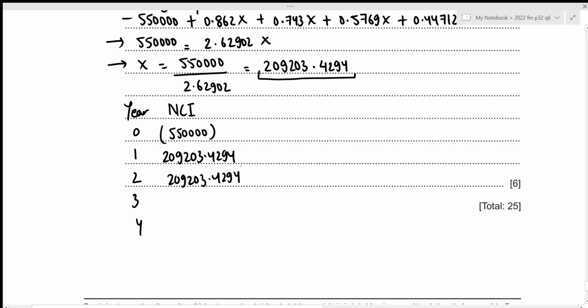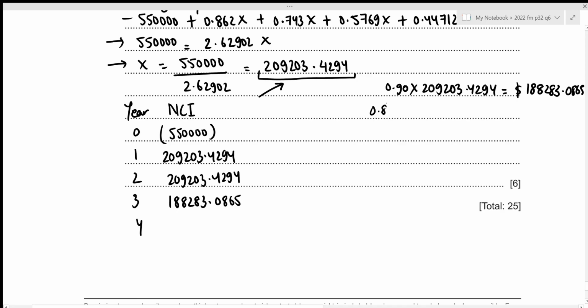And for year 3, it was 0.90x. So that's going to be 0.90 times 209,203.4294. And this results in the amount of 188,283.0865. And for the fourth year, that was 0.81 times x. So that is 209,203.4294 times 0.81, and this results in the amount of 169,454.7779.